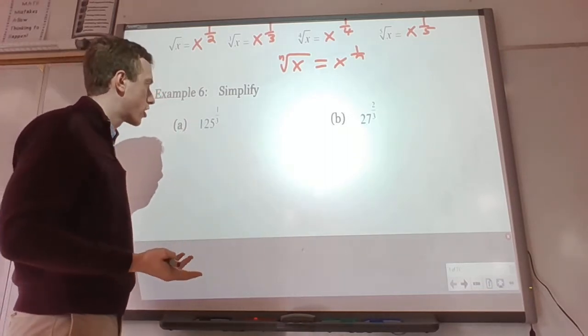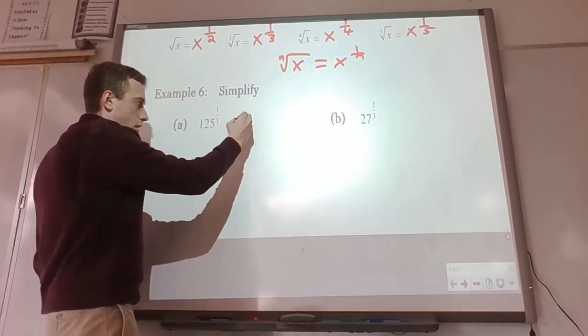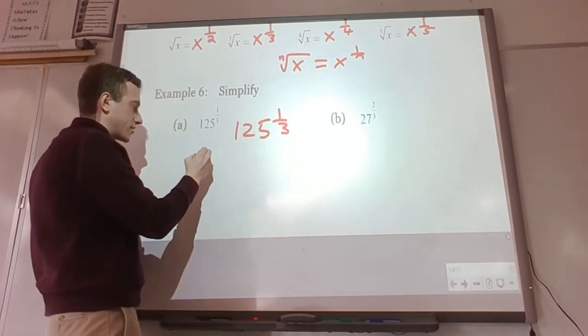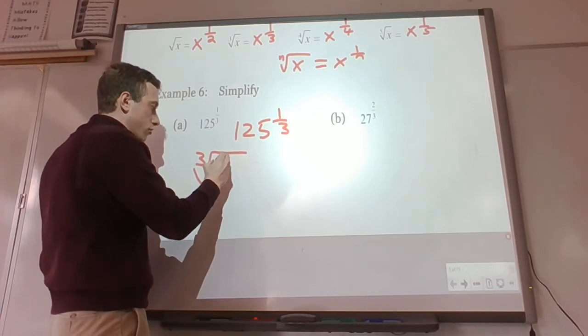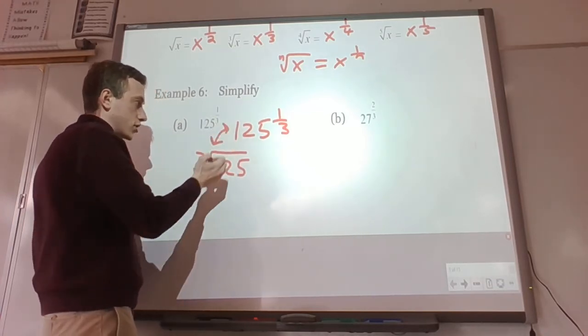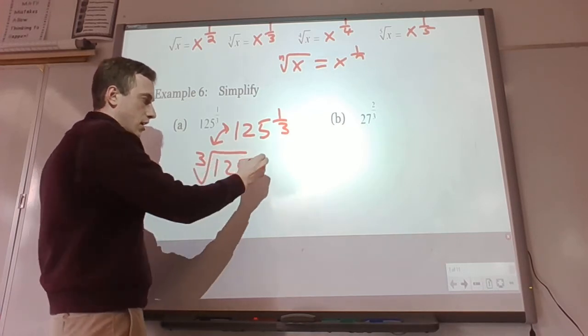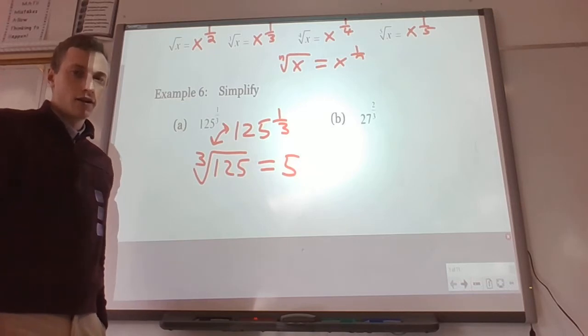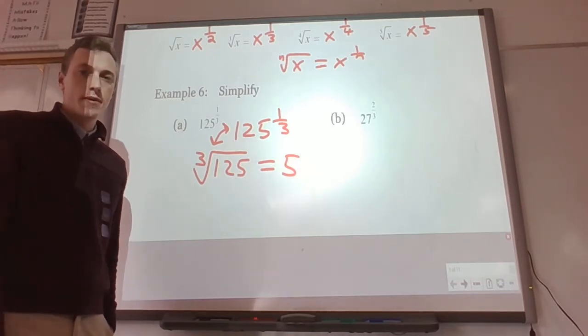125 to the 1/3 power. Recall that's just the same as saying the cube root of 125. These are the same, just different notations. So we know that 5 cubed equals 125. So 125 to the 1/3 power would be 5.